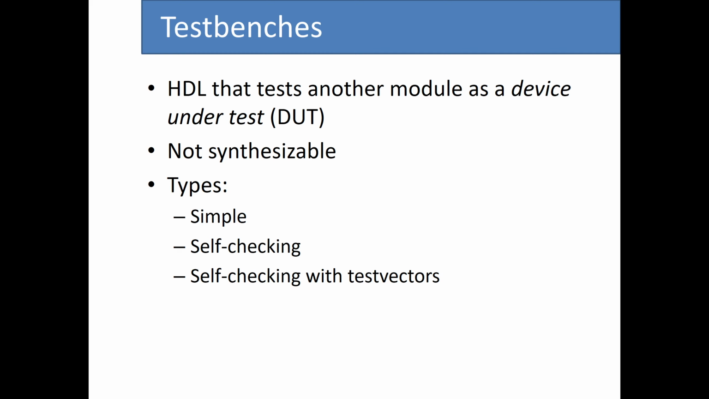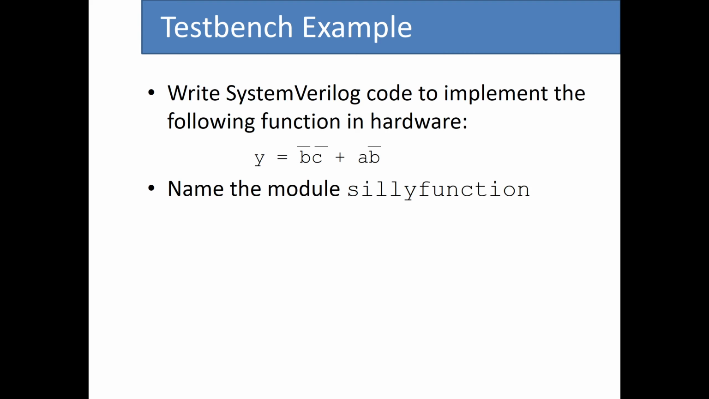There are three different types of test benches. We can have simple test benches, which only provide some values and record the outputs of the module. We have self-checking test benches, which provide the inputs, read the outputs, and check whether the outputs are correct. And then we can have more advanced test benches, self-checking with test vectors. So let's go through one example of each.